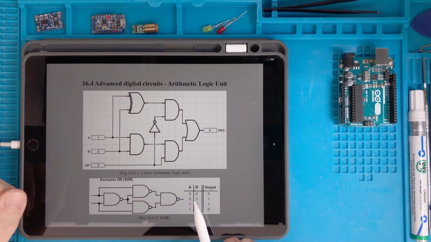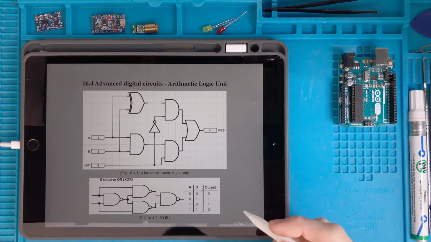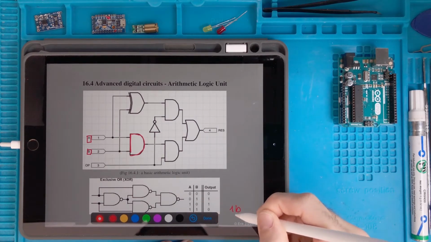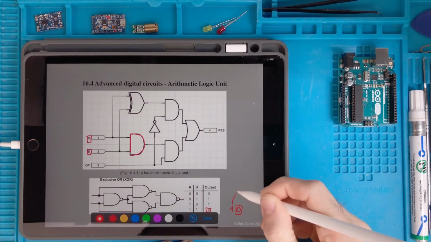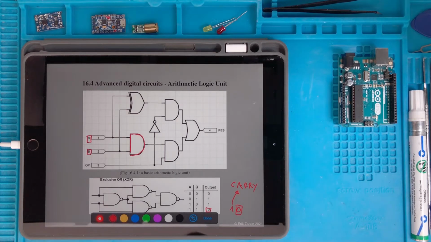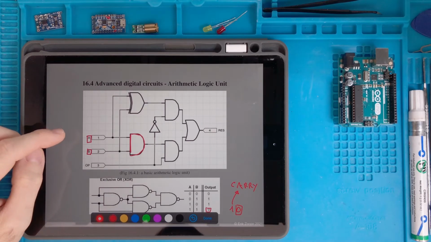So let's read it like this. 0 plus 0 equals 0, 0 plus 1 equals 1, 1 plus 0 equals 1, and 1 plus 1 equals, it would be 2, that in binary code will be 1, 0. So we say that the result is 0, and we carry the 1 to the next digit. So this exclusive OR will represent the summation.